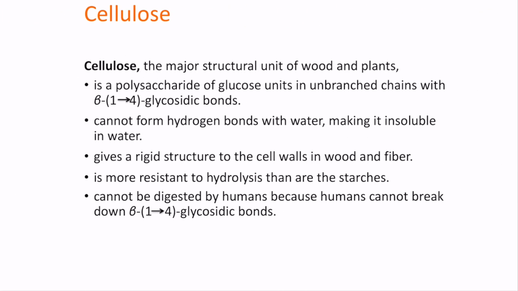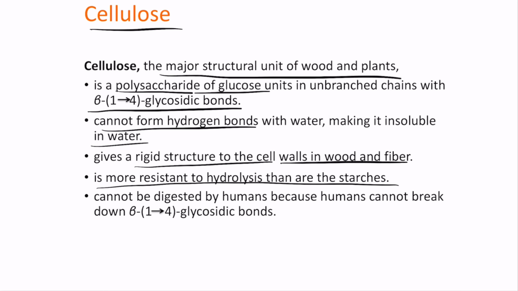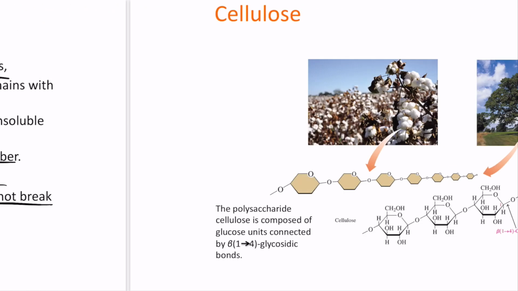And the last one is cellulose. Cellulose is the major structural unit of wood and plants, and it's a polysaccharide of glucose units. But the only difference here is that it has beta 1 to 4 glycosidic bonds. Cellulose is a really hard structure, so it cannot form hydrogen bonds with water, which makes it insoluble in water. It gives a rigid structure to the cell walls and in wood and fiber. It is also more resistant to hydrolysis than starches, and it cannot be digested by humans because humans cannot break down beta 1 to 4 glycosidic bonds.